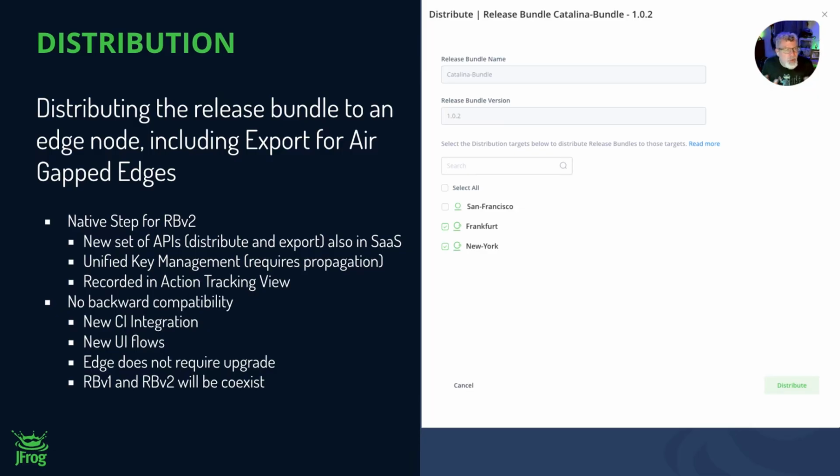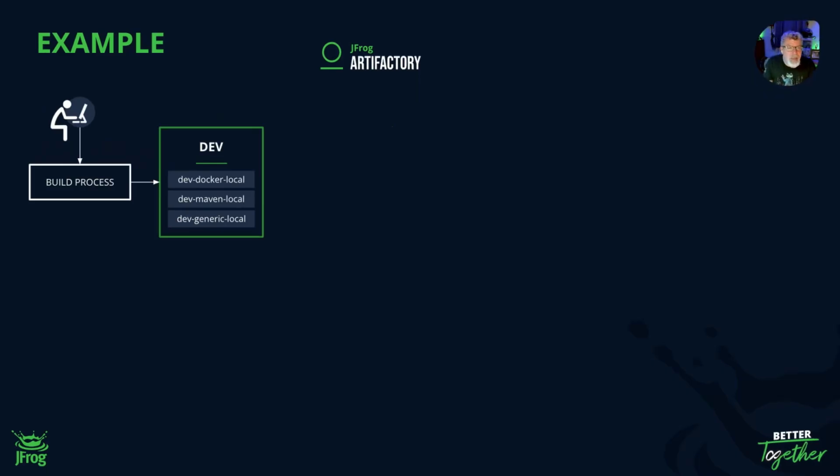There are 2 different versions of release bundles, V1 and V2. V2 is the more preferred method. V1 is probably going to be deprecated over time, so V2 is the one that we are going with.